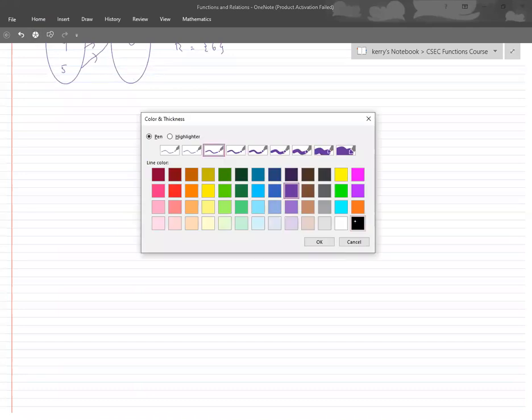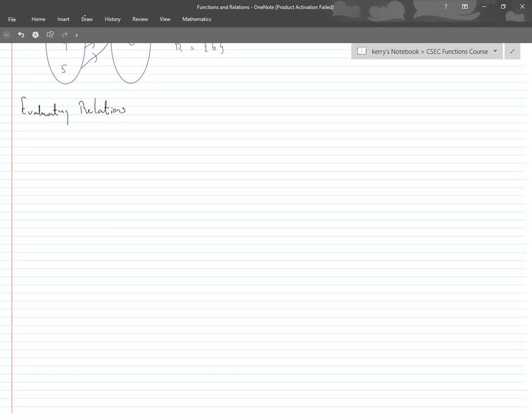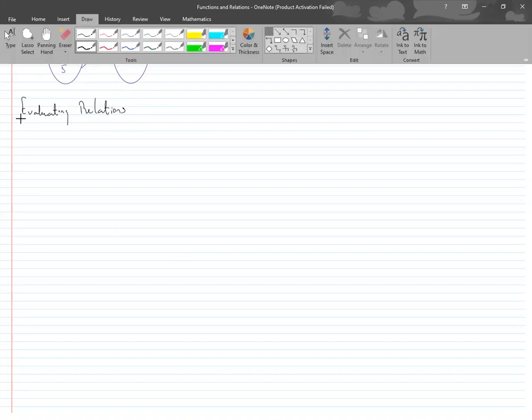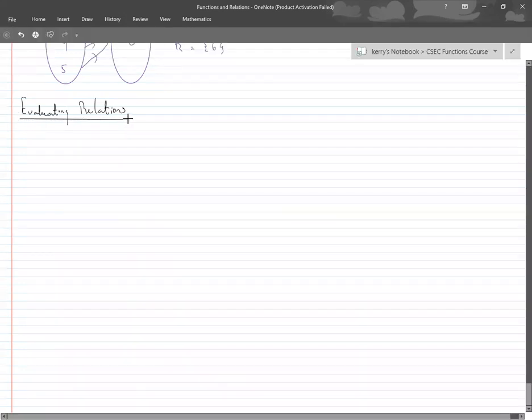So continuing with this here, we want to go into the realm now of evaluating different relations. Evaluating really means to get a final value, but in some of these, you're not going to end up with that, as we'll see in the questions coming up.